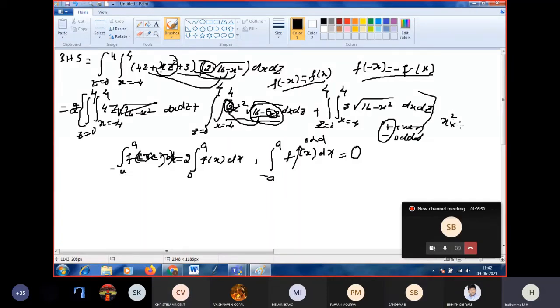Here it is even, because if you replace x by minus x, you will get x square itself. Here it is odd, because if you replace x by minus x, you will get minus of f of x. So odd into even, x cube you are getting. If you replace x by minus x, you are getting minus of x cube, which means minus of f of x. That is odd. Like plus into minus: minus is odd, plus is even, plus into minus is minus, that is odd.